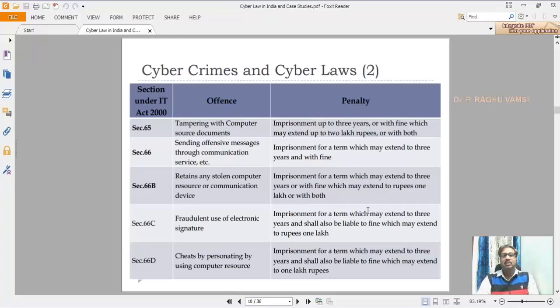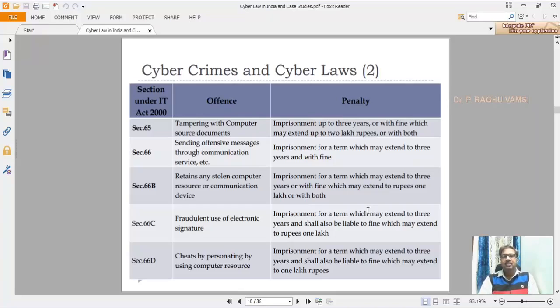Section 66, sending offensive messages through communication services. So then they can be booked under section 66. Imprisonment for a term which may extend to 3 years and with fine. That means writing an offensive message and particularly targeting a person, continuously sending offensive messages, they can be booked under section 66. So it is how it is related to the hacking.